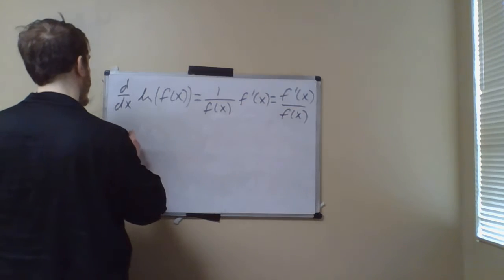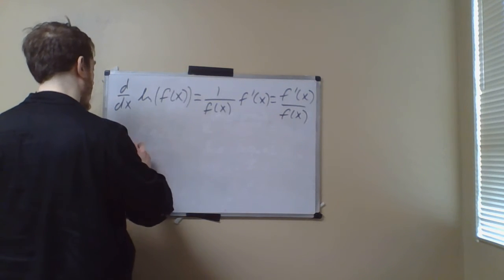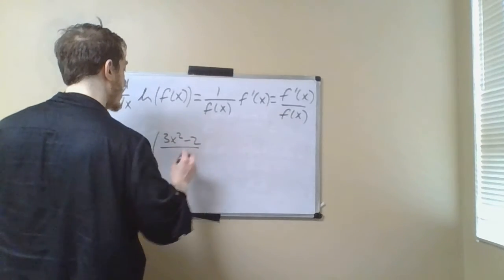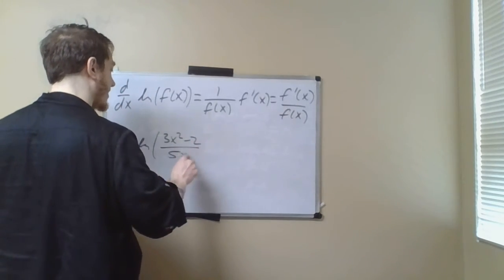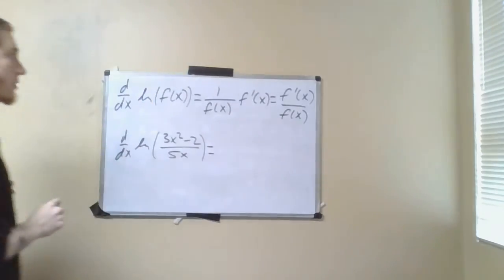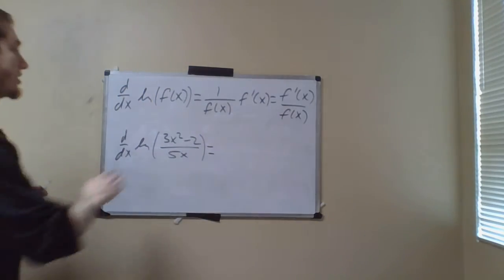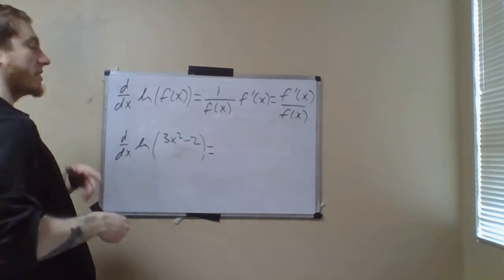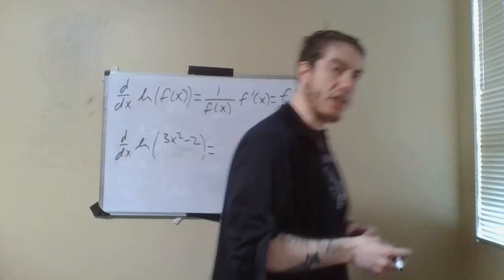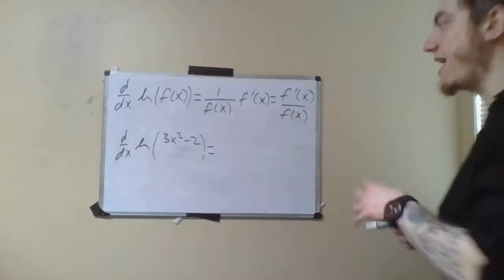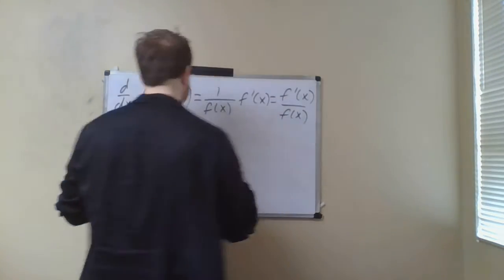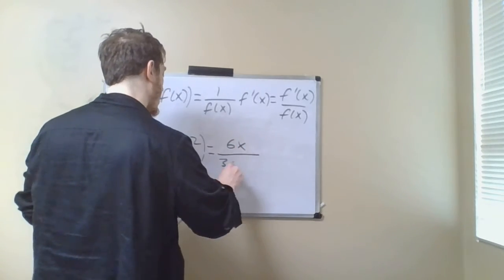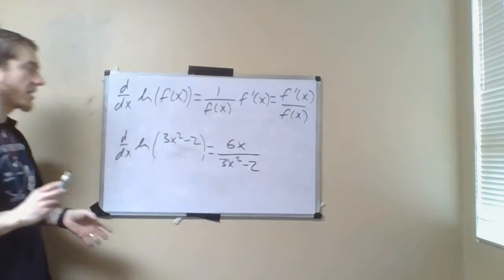For example, if I wanted to do the derivative of natural log of 3x squared minus 2 divided by 5x, I can say, well, actually, let's just do 3x squared minus 2. That's enough for this example. You could throw in that extra complexity, but it doesn't really illustrate what I want to show you any better, I don't think. So this is just going to be f prime, which is 6x, divided by 3x squared minus 2. And there we go.